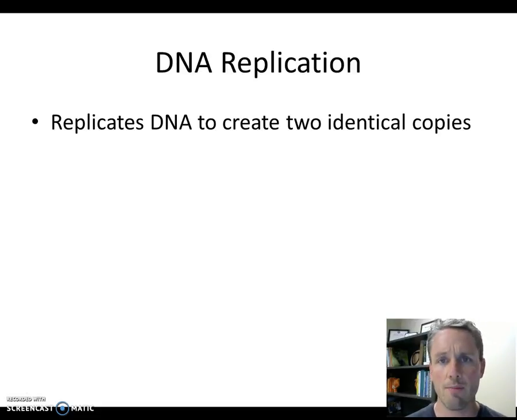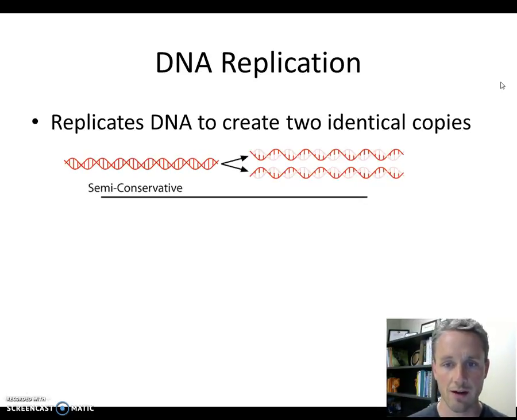I'll make another video about DNA replication, and we'll talk about the real important details there. But just as a brief overview, the point of DNA replication is that we replicate DNA to create two identical copies. So here's an image that demonstrates what we're talking about.